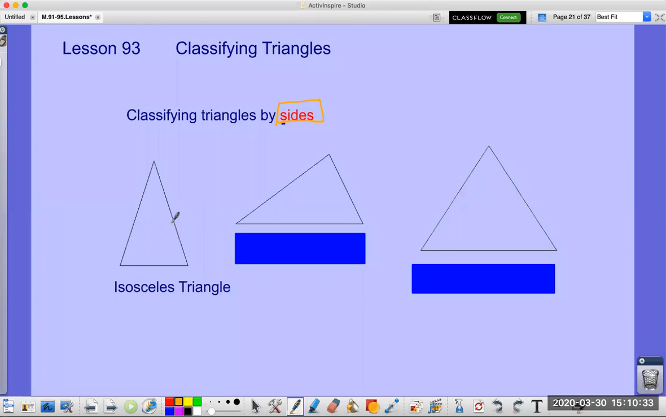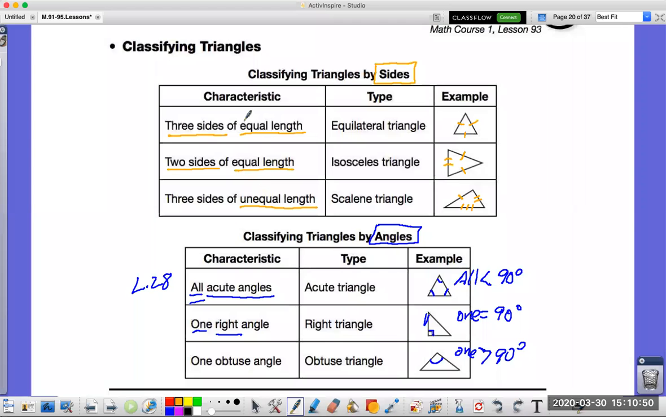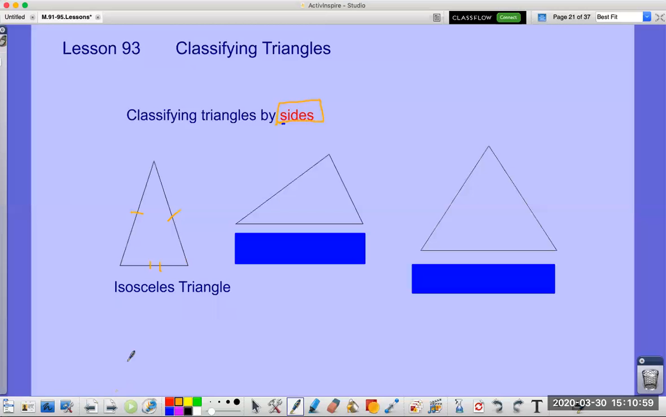So you can see this one's an isosceles triangle because it has a tick mark there, and that would represent this side being the same length as this side. And this one is a different length. Okay, so it has two equal sides of equal length, two equal sides, isosceles triangle. That's if we're looking at the sides to classify this.